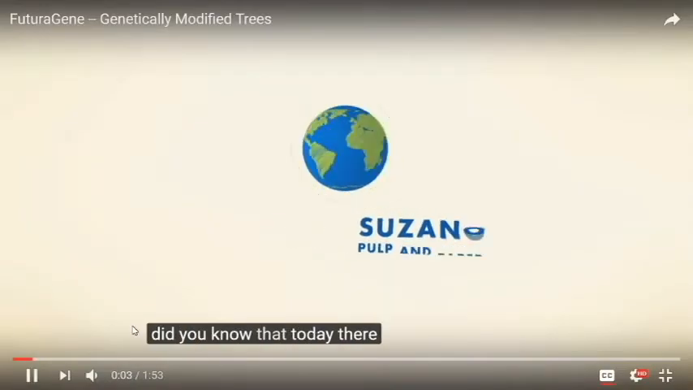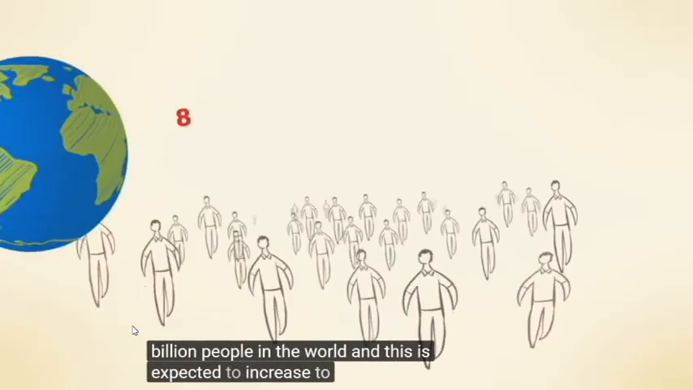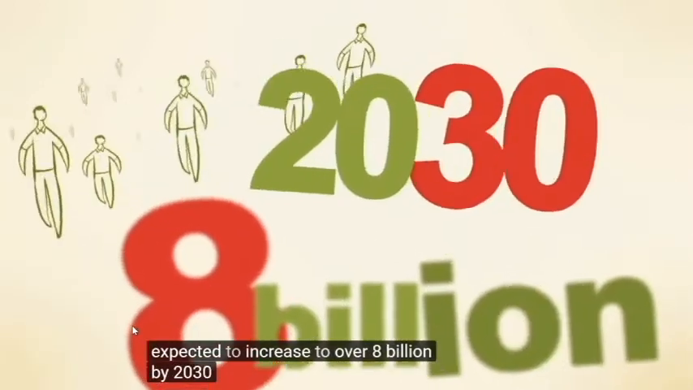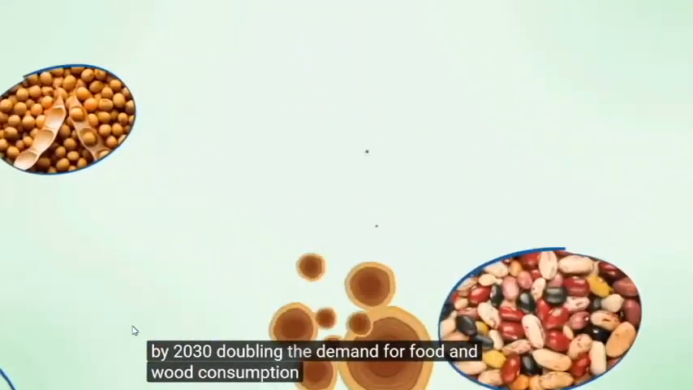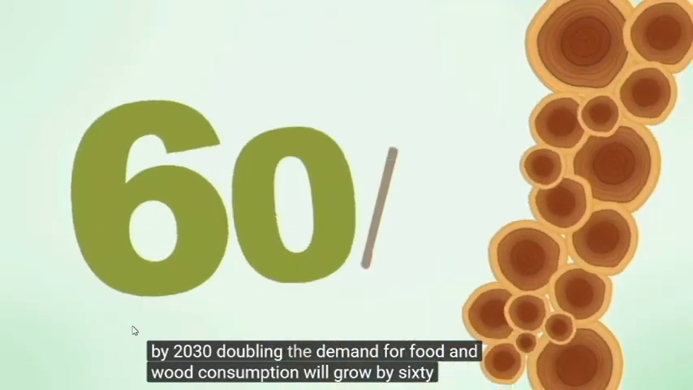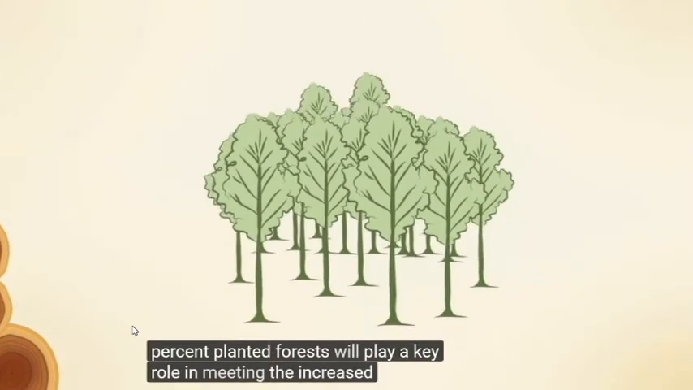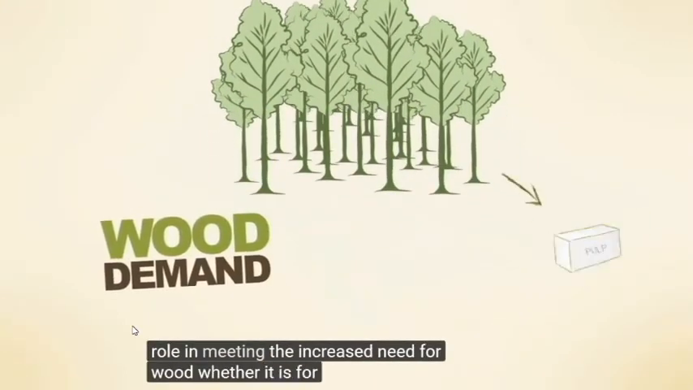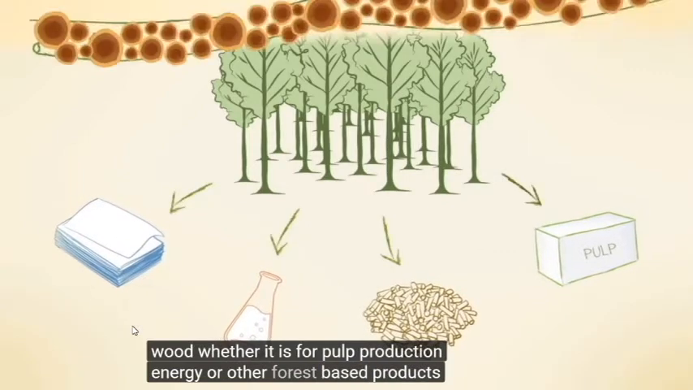Did you know that today there are 7 billion people in the world? And this is expected to increase to over 8 billion by 2030, doubling the demand for food, and wood consumption will grow by 60%. Planted forest will play a key role in meeting the increased need for wood, whether it is for pulp production, energy, or other forest-based products.